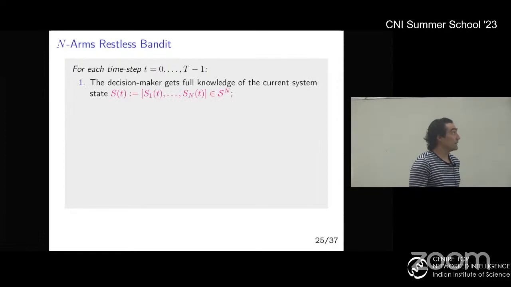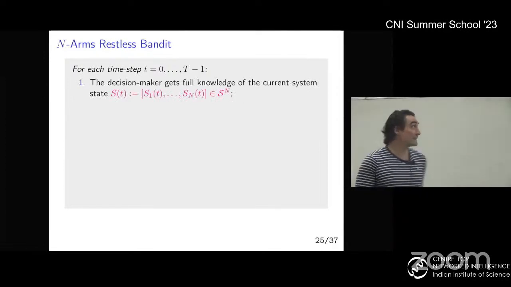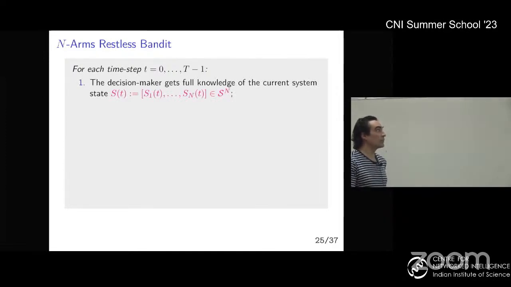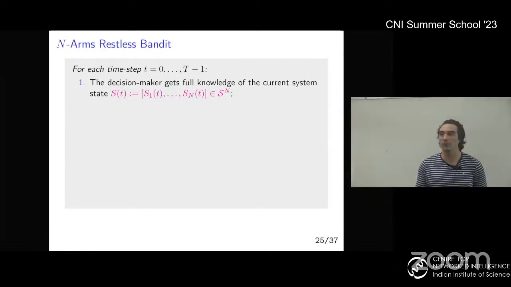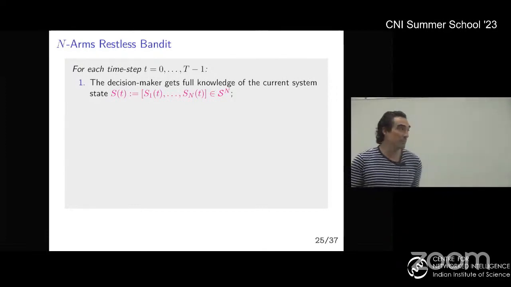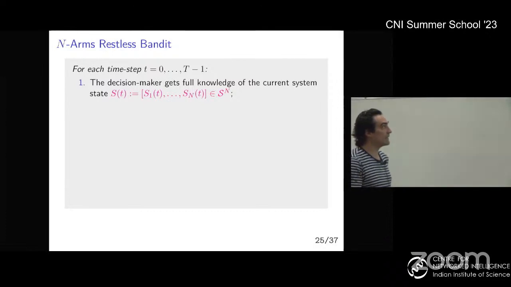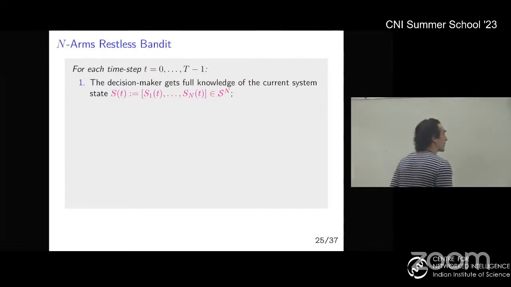Okay. So when I talk about n-arm restless bandits, you have to remember that we have basically n Markov chains, which are evolving independently, and they are only coupled by the action. So what does it mean? It means that your state space is in this set calligraphic S to the power of n. So it's a product state.